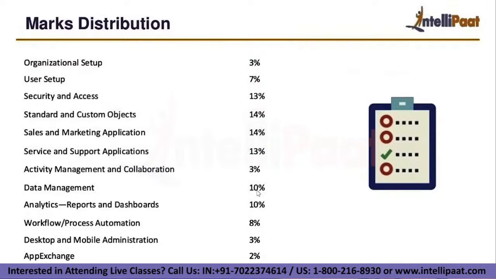So all these things, if you put together, this comes up to 100%. And again, these are not marks distribution per se, but the number of questions. In the previous slide, we have seen you have 60 questions and you need to come up with 39 answers, right? So 3% of the questions are from organizational setup, 7% of the questions are from user setup. That is how these things will be there.